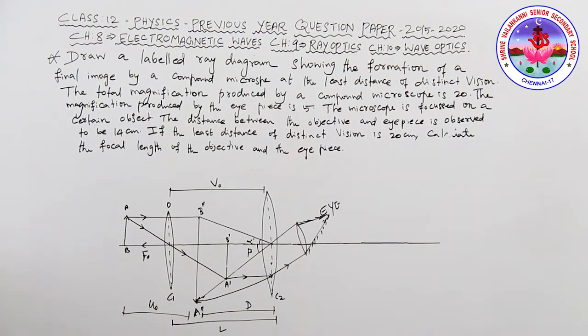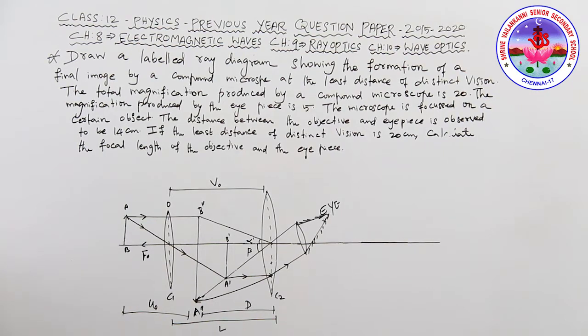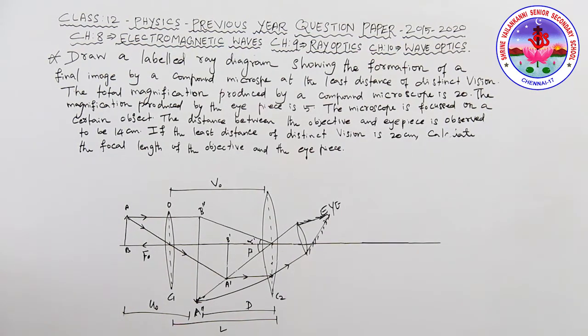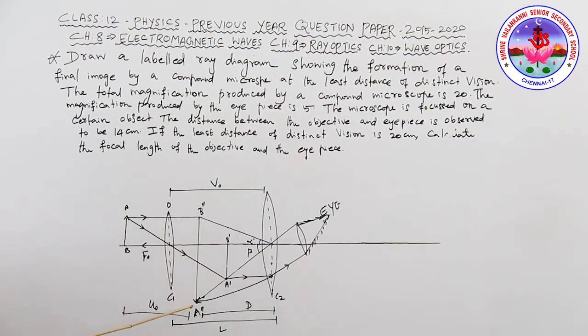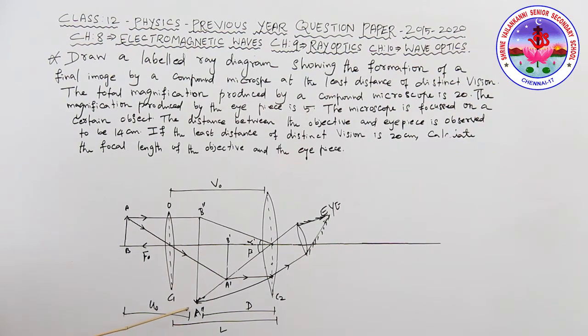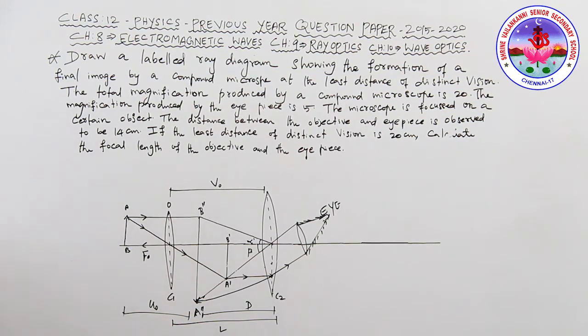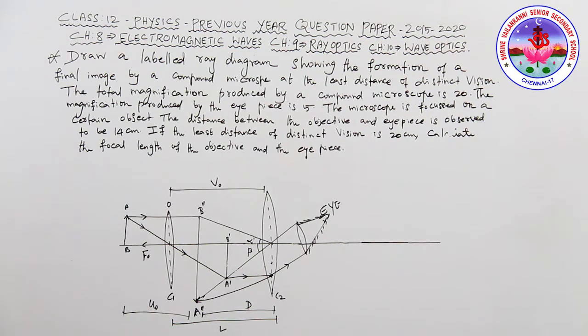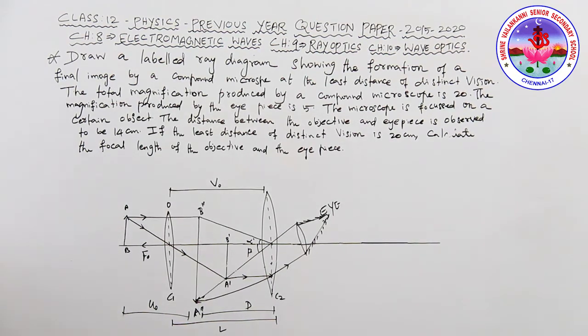So we must know here the magnifying power of the compound microscope is defined as the ratio of the angle which is subtended by the final image to the angle which is subtended by the object, when the final image and the object are situated at the least distance of distinct vision.